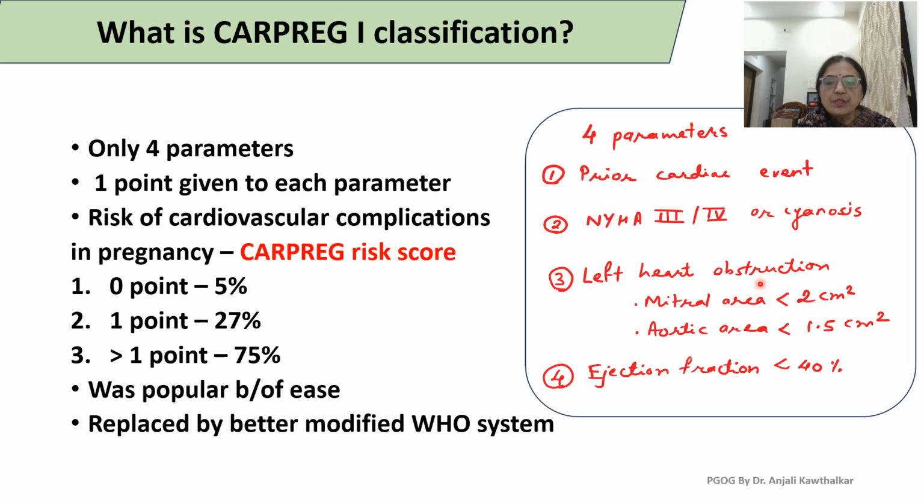Third is left heart obstruction, such as mitral stenosis with the area less than 2 centimeters square and aortic area less than 1.5 centimeters square. And fourth, ejection fraction less than 40%. So that is how it was.